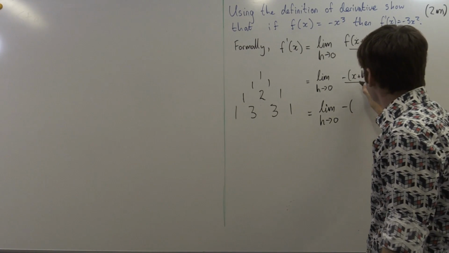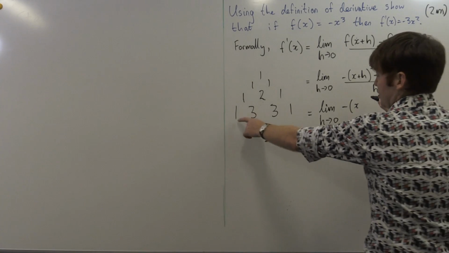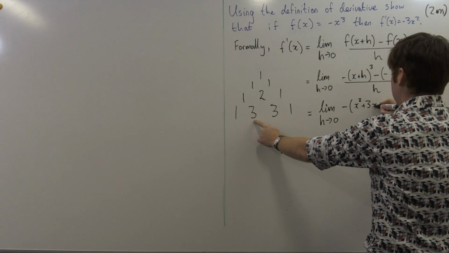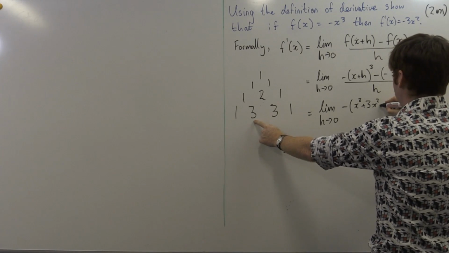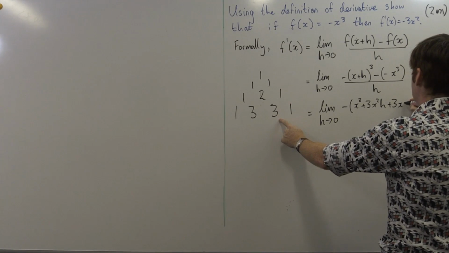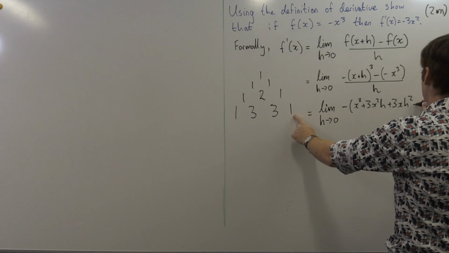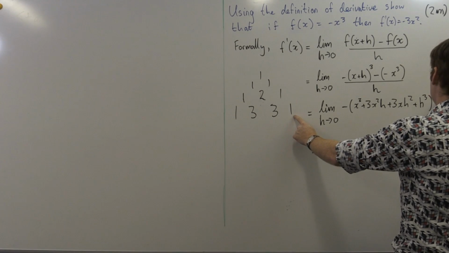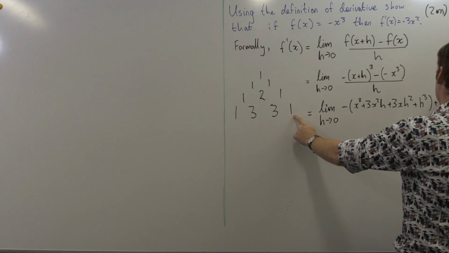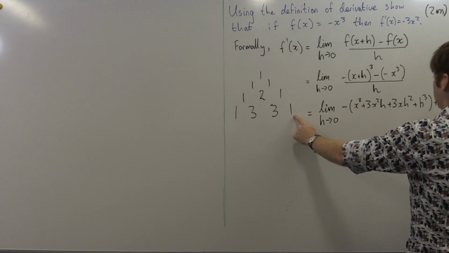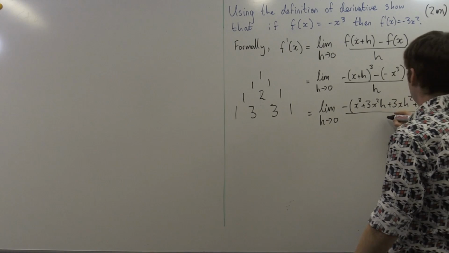So this thing is negative, and the first coefficient is 1, so that goes out the front of x cubed. The next one is 3, so that's the coefficient of x squared h. The next one is a 3 again, so x h squared this time, and 1, so that's just h cubed. Minus x cubed, so that's plus x cubed. Plus x cubed. All divided by h.